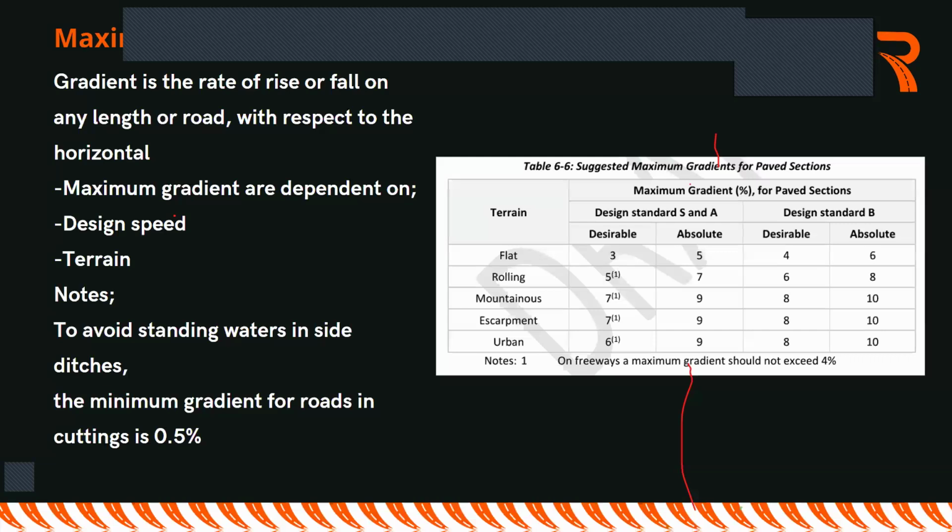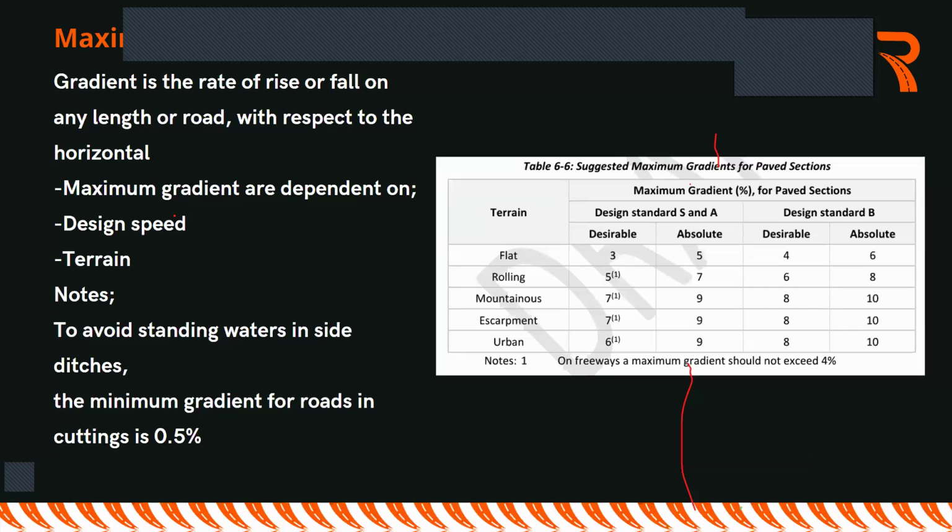You have various terrain. This is a rolling terrain. A rolling terrain is a terrain that is not flat. It has a mixture of flat to a bit of hilly section. And then there is the mountainous. The mountainous terrain is where we have a bit of mountains. We are limiting this to an absolute of 9% for high international trunk roads and a maximum of 10% for regional roads or national roads.